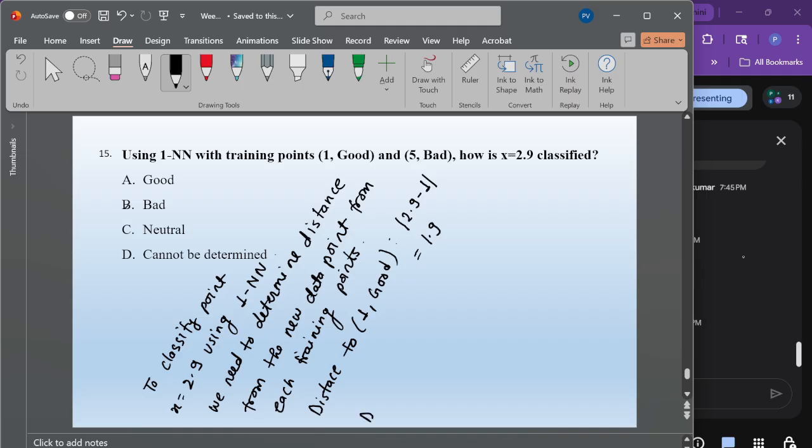Now similarly we calculate the distance to 5, which is classified as bad. Here 2.9 minus 5, so here 2.1. The nearest neighbor algorithm selects the training point with the smallest distance.